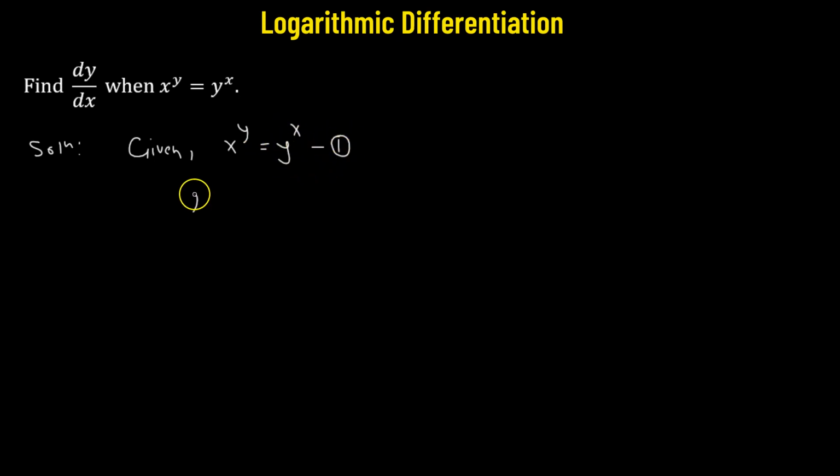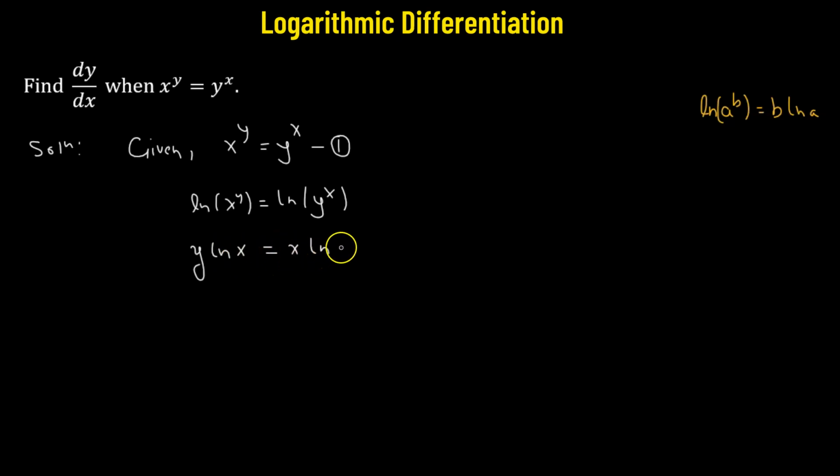Now what we'll do, we'll take the natural logarithm on both sides to get log of x^y equals log of y^x. This is done because there is a property of logarithm that states that whenever we have log of a^b, this is actually equal to b times log of a. Using this property, we now have y times log x equals x times log y.